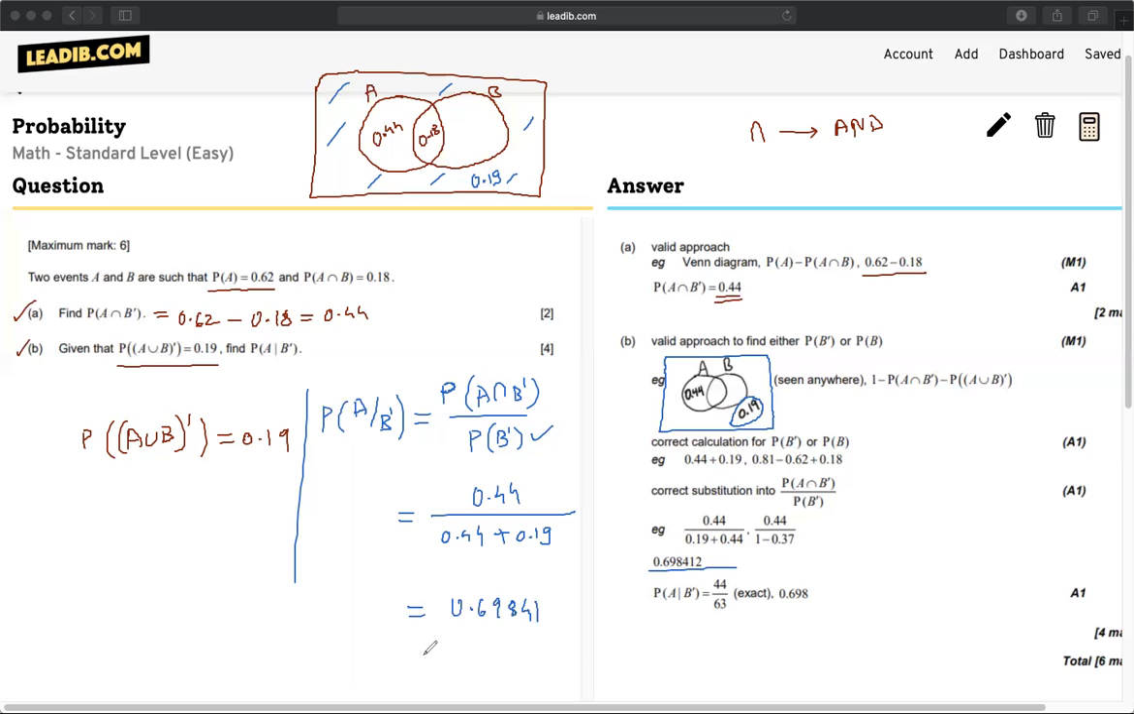0.69841. And you write down the answer to three significant figures, 0.698, and that is the answer for the second part of this question. I hope you followed this. This is a very important, nice, interesting question on probability.